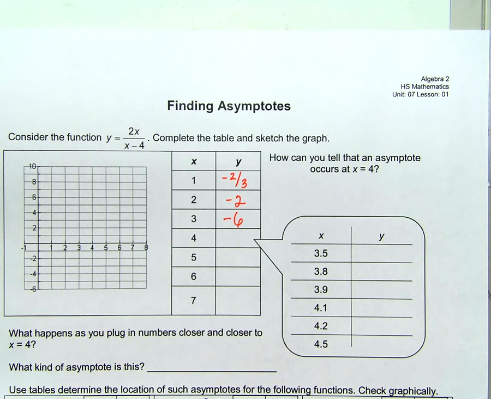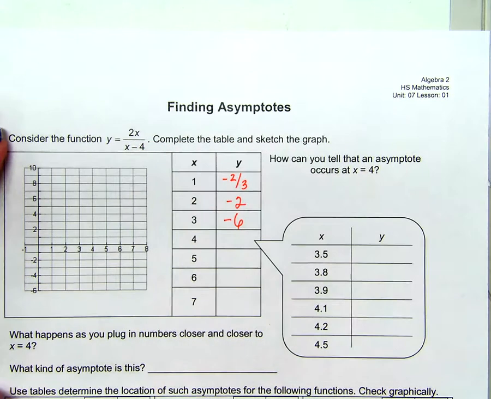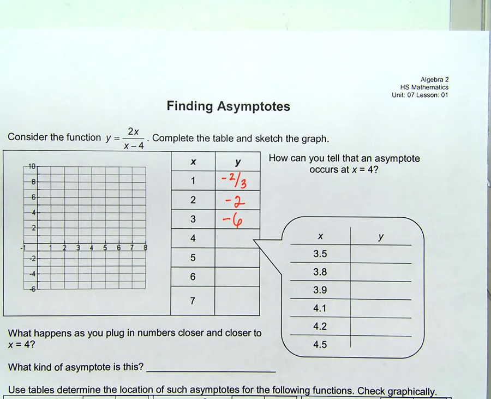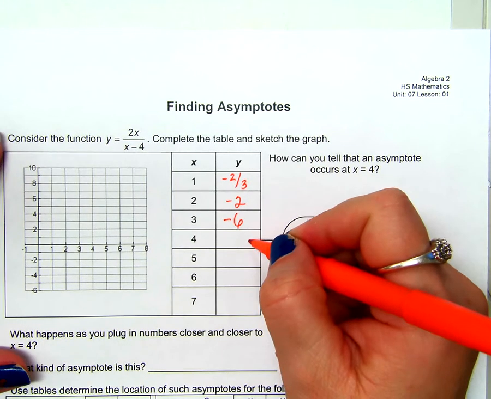Okay, what about at 4? 2 times 4? 8. 4 minus 4? 8 over 0? Okay, who's the only person that can divide by 0? Chuck Norris, exactly. Is he in this class? No, then we're not doing it. Now, if you want to put hashtag undefined, I suppose you can.